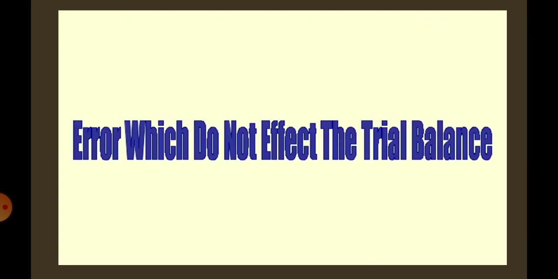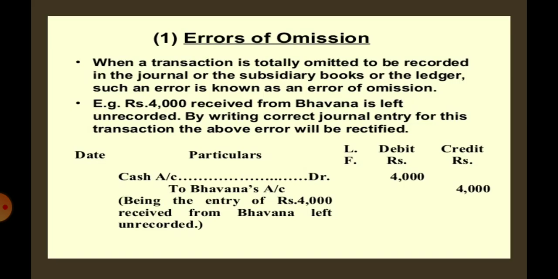Errors which do not affect the trial balance. So first of all, error of omission. In the very previous chapter, I had already discussed these errors in the trial balance. So the error of omission is not new to you.